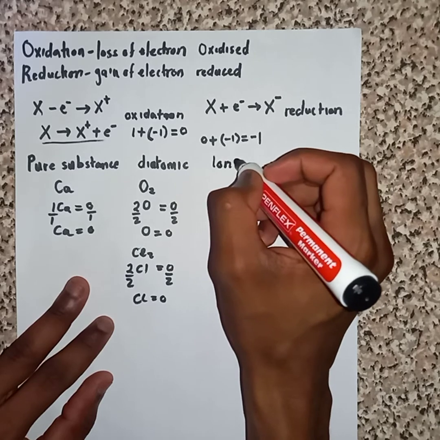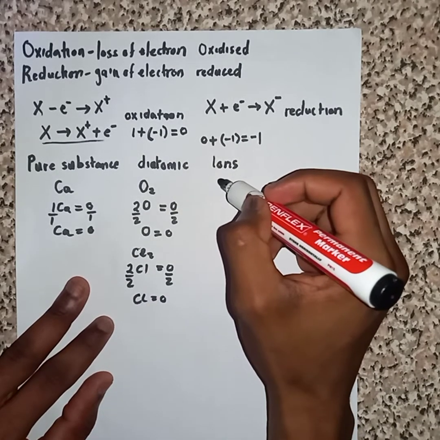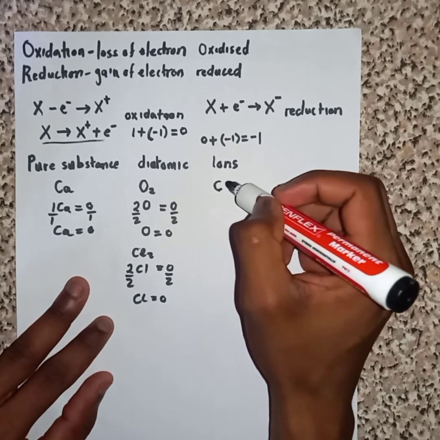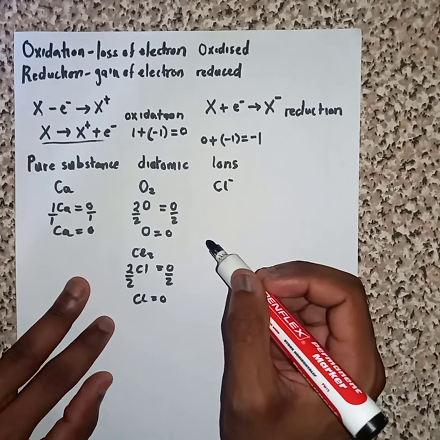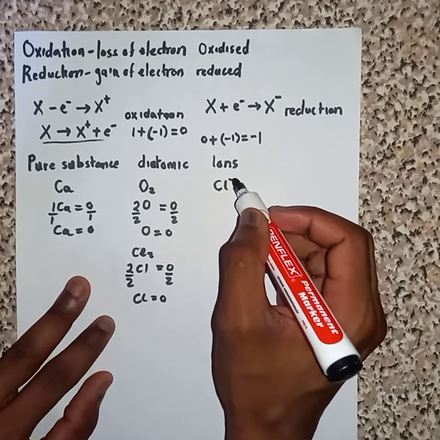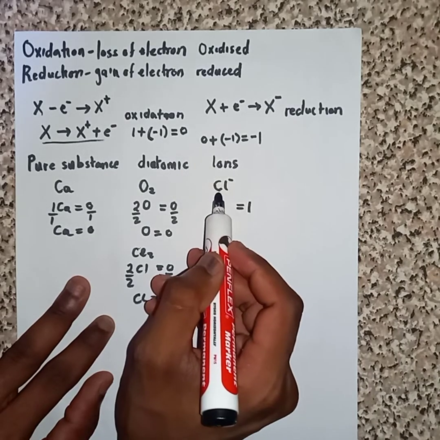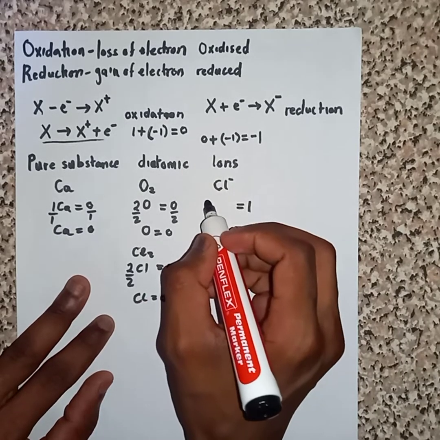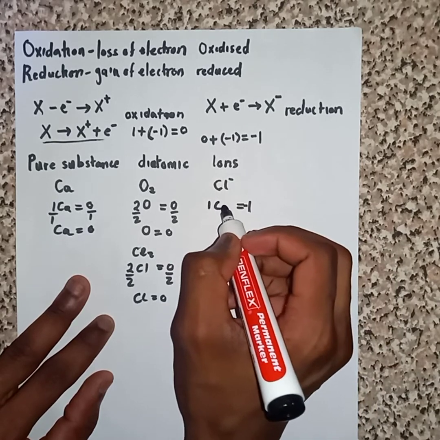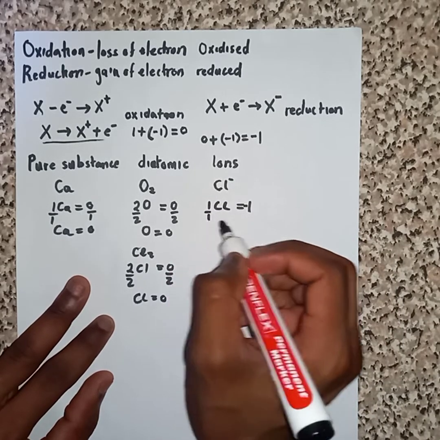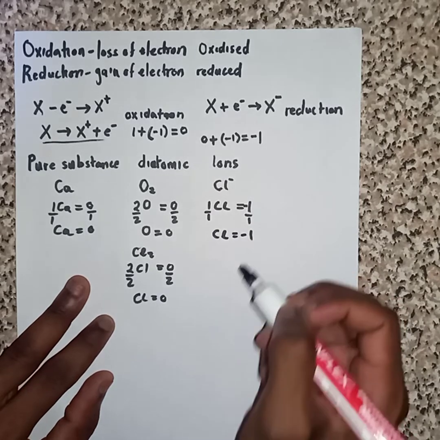Now I'm going to consider ions. For ions, let me take chloride, Cl minus. Let us consider the whole. I only have -1 there on top. You equate to -1. But now I have only 1 Cl. You write 1 Cl. Then you divide both sides by 1. By 1, your Cl is going to be -1.